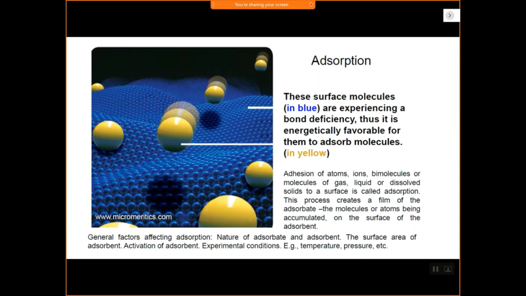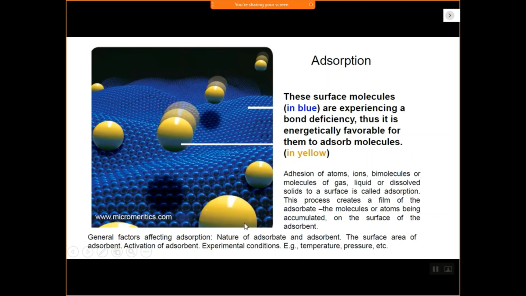And the way that it's explained in a lot of chemistry textbooks is there's what's called an energetically favorable condition between the molecules that are going to adhere to the surface of a particular material. So the process creates a film of adsorbate, the molecules or atoms being accumulated on the surface of the adsorbent.